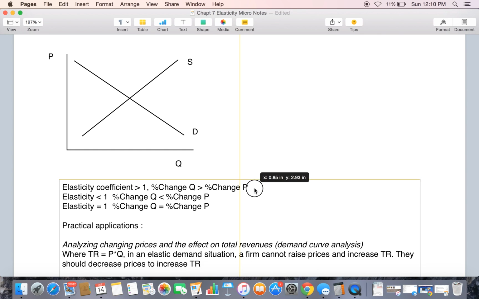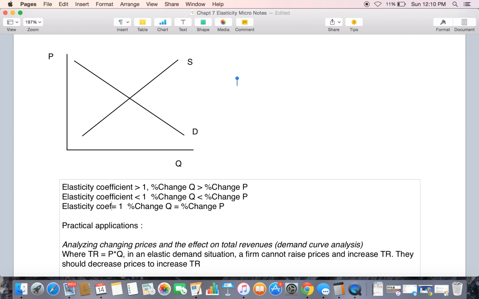We would call this an elastic situation. If our elasticity coefficient is less than 1, as we had above, we would know that the change in quantity demanded is relatively small compared to the change in price. So the price almost doubled or halved, but we really didn't see the same magnitude of response in quantity demanded.